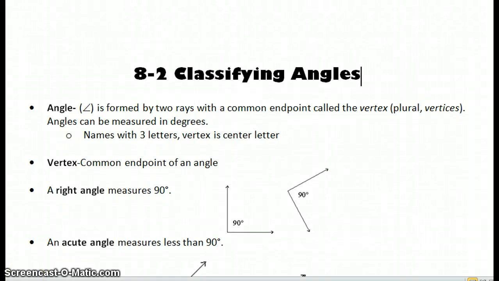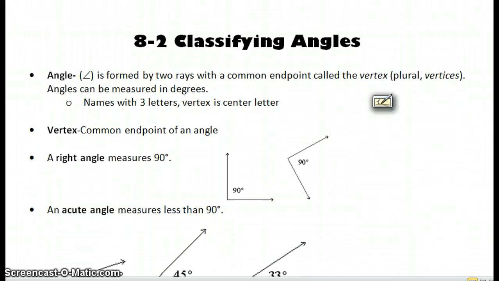7th grade math, geometry, chapter 8, section 2, classifying angles. We're going to look at the definition of some of our angles that we've been familiar with for quite a few years, but we're just going to review and then practice some identification. Our first definition is angle.